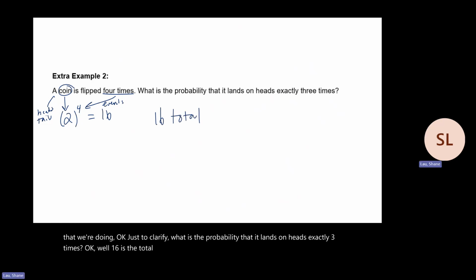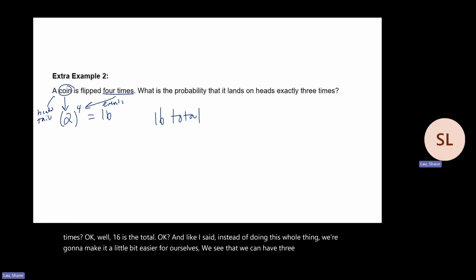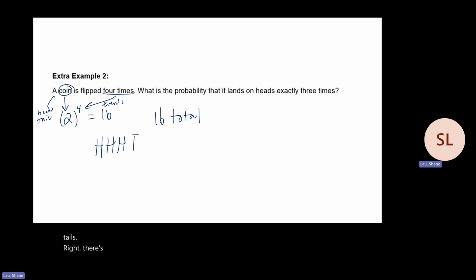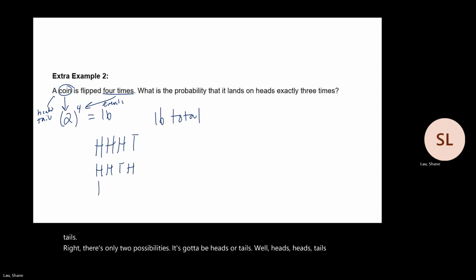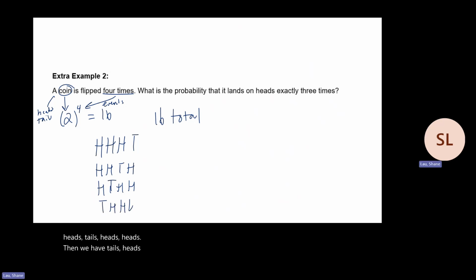Okay, and like I said, instead of doing this whole thing, we're going to make it a little bit easier for ourselves. We see that we can have 3 possible heads here. So let's just list out the possibilities. Heads, heads, heads, tails, right? There's only 2 possibilities. It's got to be heads or tails. Well, heads, heads, tails, heads, heads, tails, heads, heads. Then we have tails, heads, heads, heads.